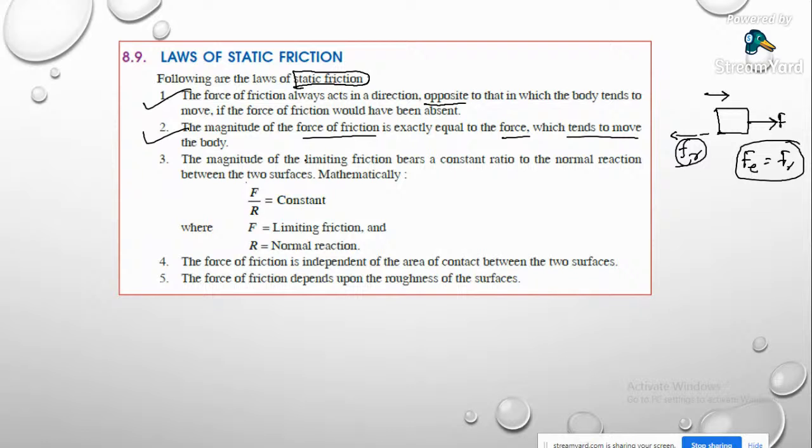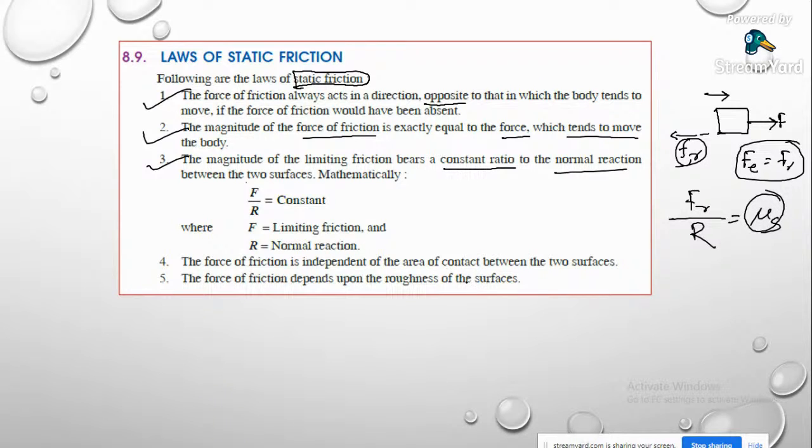Third point: the magnitude of the limiting friction bears a constant ratio to the normal reaction. This friction divided by this normal reaction R, or whatever you call it, is always a constant ratio, and that is called the coefficient of friction. That is always constant and will not change in the case of static friction, but as far as dynamic friction is concerned, that may change. Mu k is for kinetic, and this is mu s.